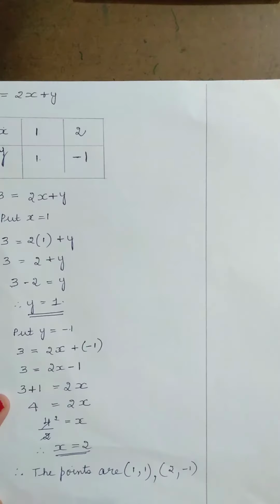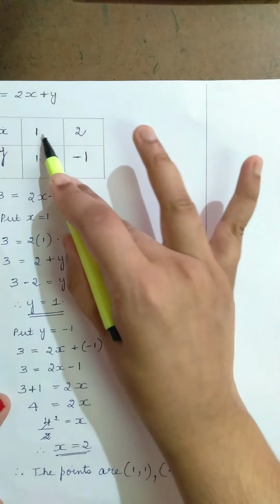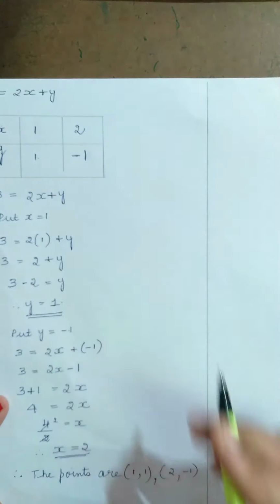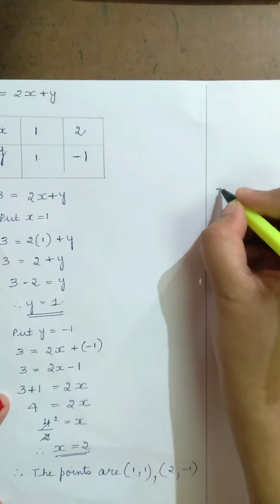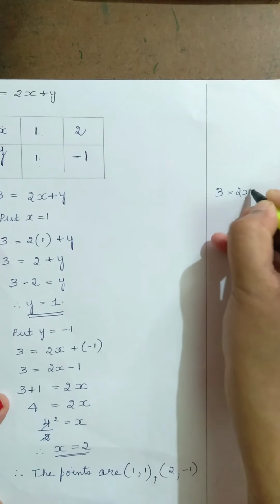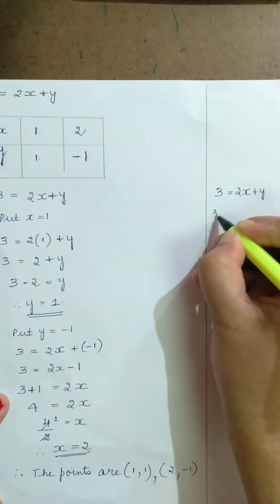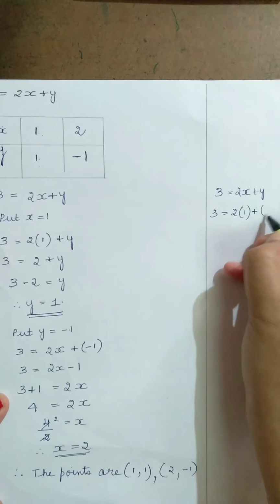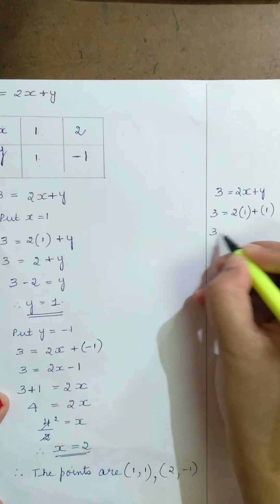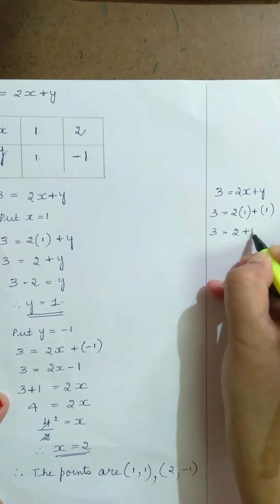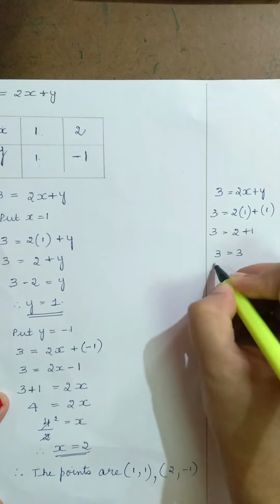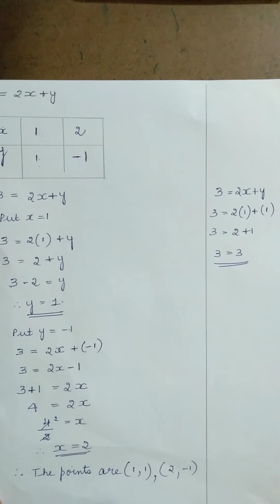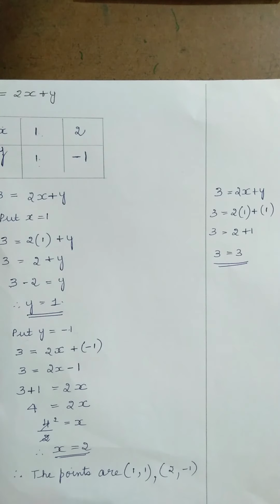Now let us substitute x = 1 and y = 1 in this equation. We have 3 = 2x + y, so 3 = 2 × 1 + 1, which is 2 + 1. 3 = 3. Therefore (1, 1) and (2, −1) both are solutions of the equation 3 = 2x + y.